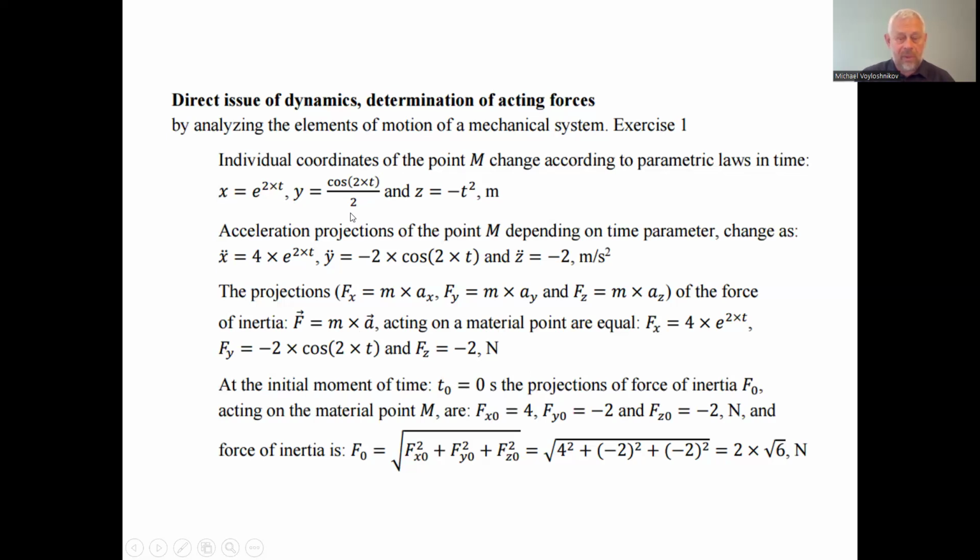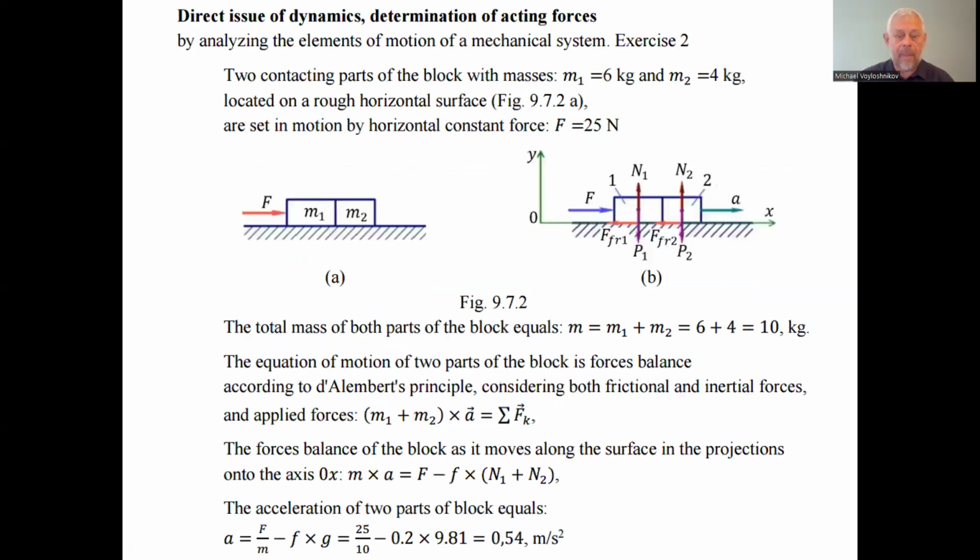So we can find all elements of the motion of the material point assigned in the vector form, which is about the same as the coordinate form of the assignment of the motion. But we have to find only the action force at a 0 moment of time. And so next we have another exercise.